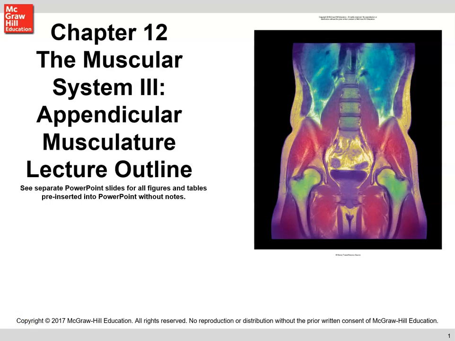Okay, class. Good job, good job. We're going to do chapter 12. Now we're going to do the lower extremity, legs.